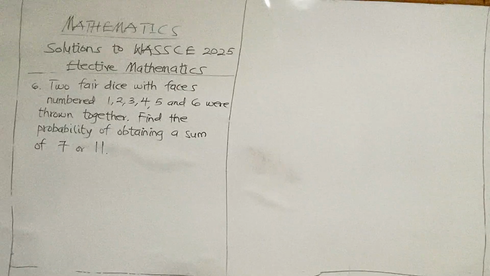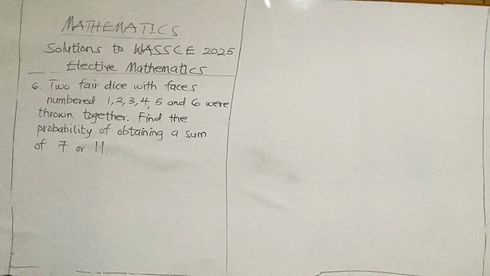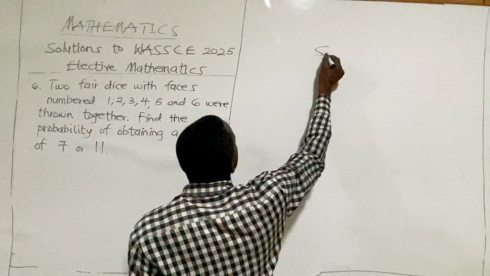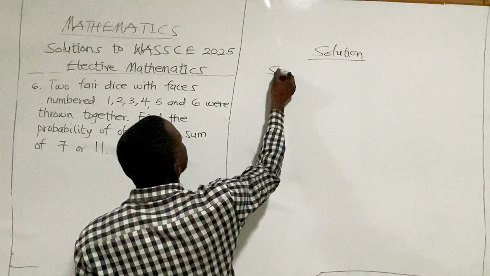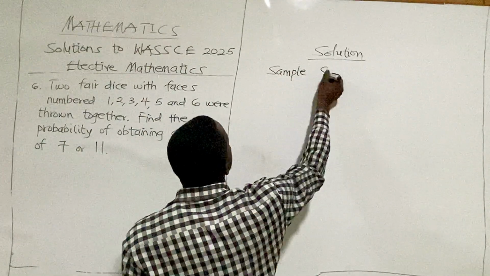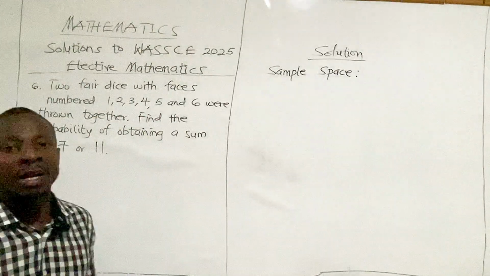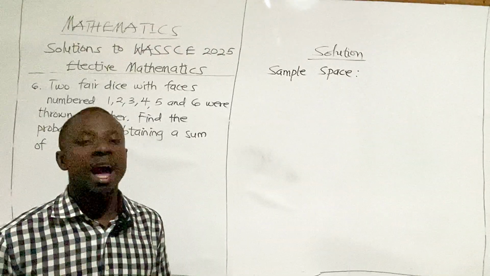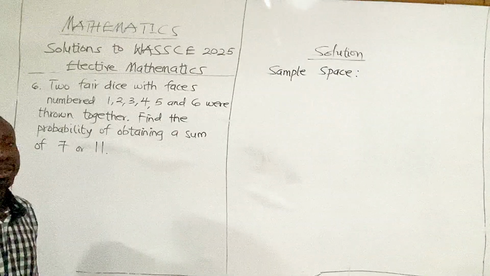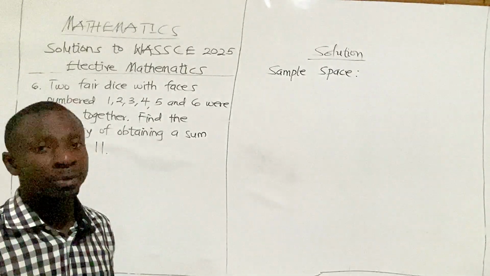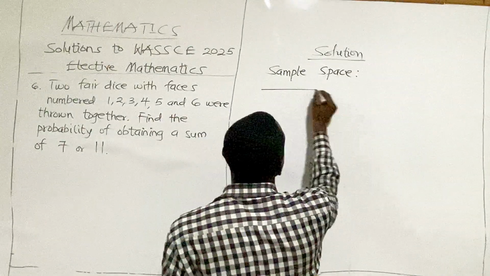So when a question like this is given to you, you have to first of all get your sample space, which is the same as the possible likely outcome. When we are dealing with dice, with a sample space, we are going to draw a table to represent our answer. So there should be a table here.